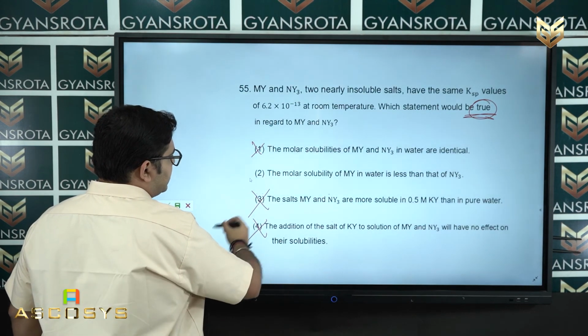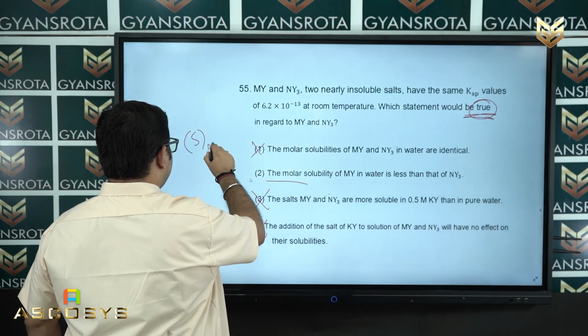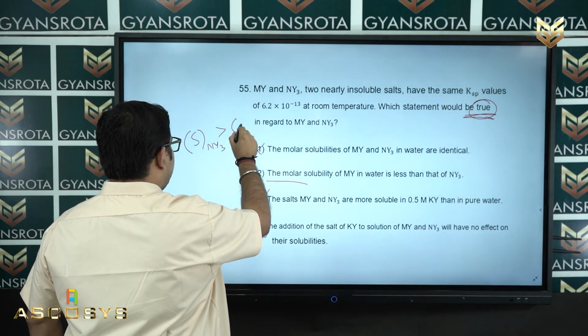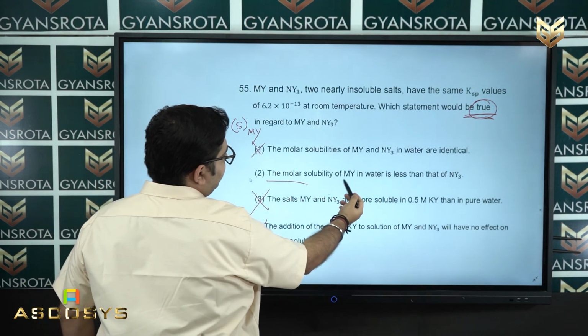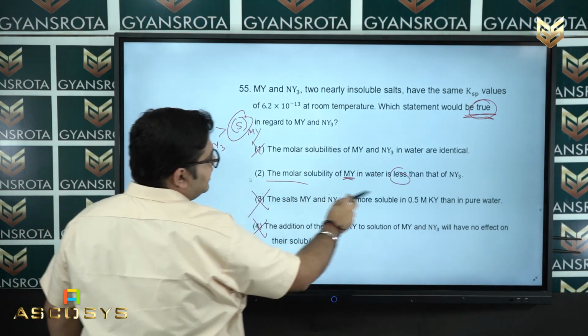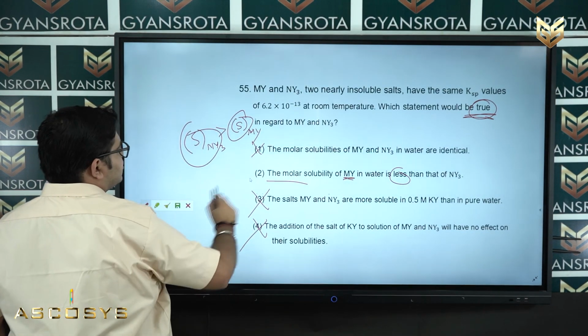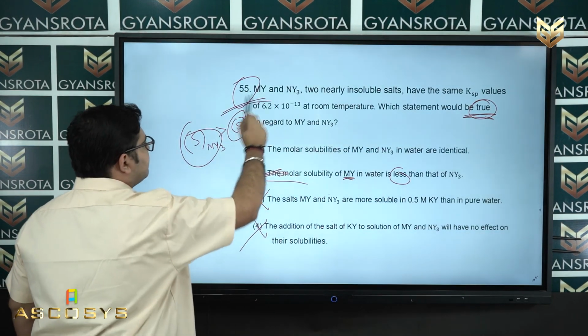Now, if you see option number 2, the molar solubility, because I already told you, S of NY3 will be greater than S of MY. So, the molar solubility of MY in water is less than that of NY3. So, option number 2 is the correct statement of question number 55.